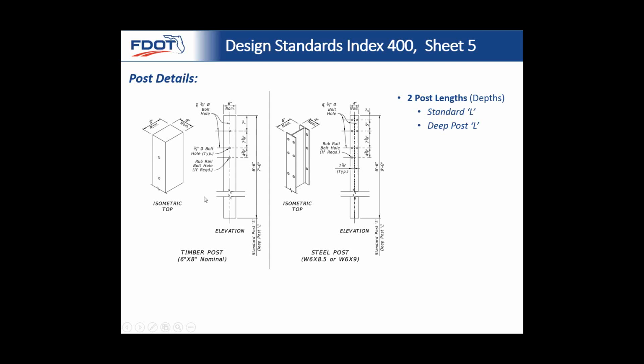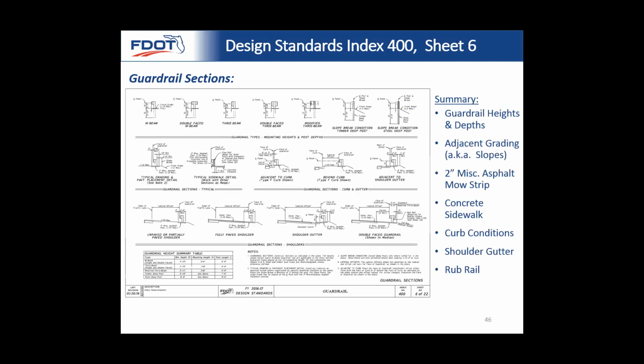If we have less soil surrounding the post, it's going to have to go deeper. So we have a new condition now to try to save space, called the slope break condition. You can use a deep post, but you need a lot of approvals to do that.